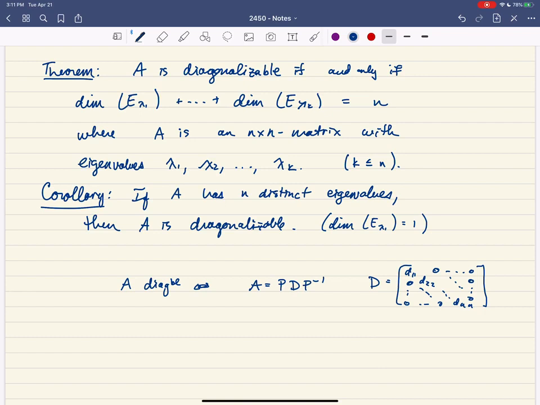If you have n distinct eigenvalues, that means that each of the eigenvalues is a unique root to the characteristic polynomial or the characteristic equation. And the dimension of the eigenspace has to be greater than or equal to 1, but at most the multiplicity of the eigenvalue. So if you have distinct roots, that forces the dimensions of the eigenspaces to all be 1, and therefore they have to add up to n. So that's a quick sketch of that corollary.